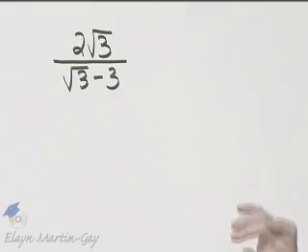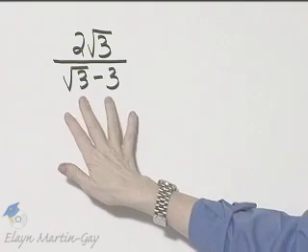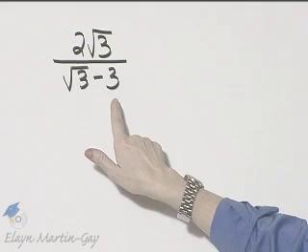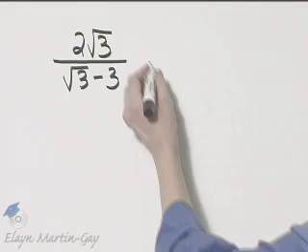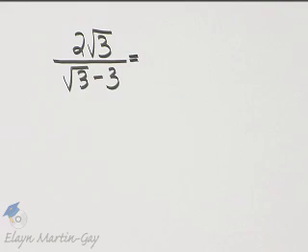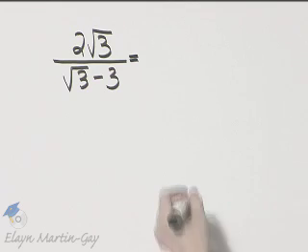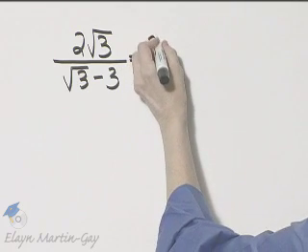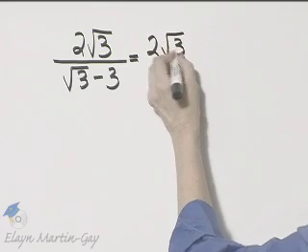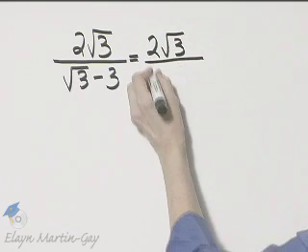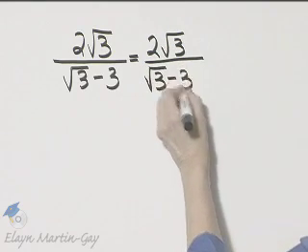I want to rationalize the denominator. In this case, the denominator we can think of as a binomial. So to rationalize, I will multiply numerator and denominator by the conjugate of the denominator. Let me rewrite what we have: 2 square root of 3 over square root of 3 minus 3.